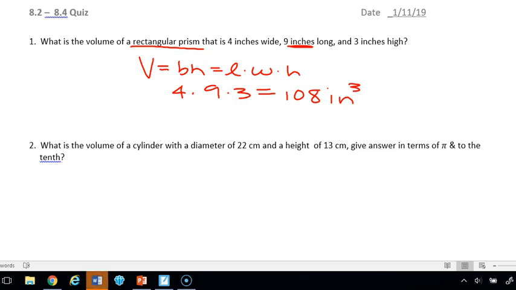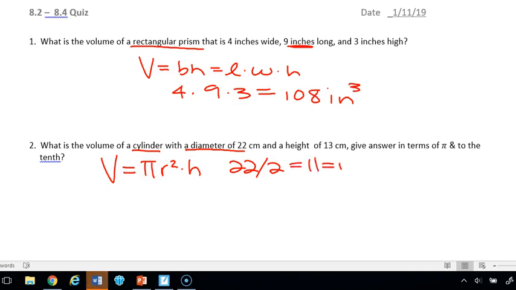So number 2 says, what is the volume of a cylinder with a diameter of 22 centimeters and a height of 13 centimeters? Give your answer in terms of pi and to the 10th. So we need to give two answers here. The formula for volume of a cylinder is pi r squared times height. I notice immediately that I don't have r, I have a diameter. So the first thing I need to do is divide that 22 by 2 because there are two radiuses in a diameter. So our radius is going to be equal to 11.